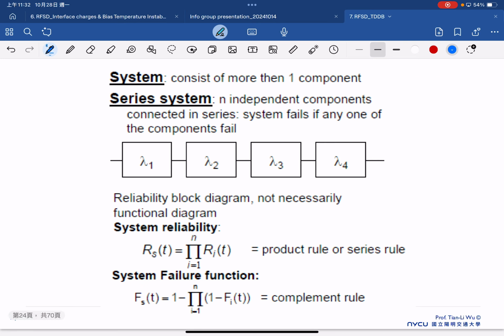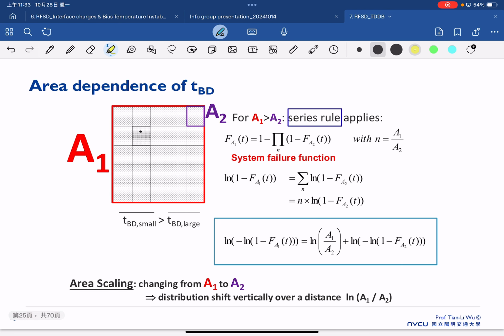And the next one is a system. When we talk about the system, we have also discussed it in the previous statistics, so let's quickly go through it again. To analyze the TDDB, we need to consider the series system, because a series system fails if any one of the components fails. System fail is any one of the components fails. You can see the previous discussion, and we can apply this concept to try to understand the area dependency of the TDDB here.